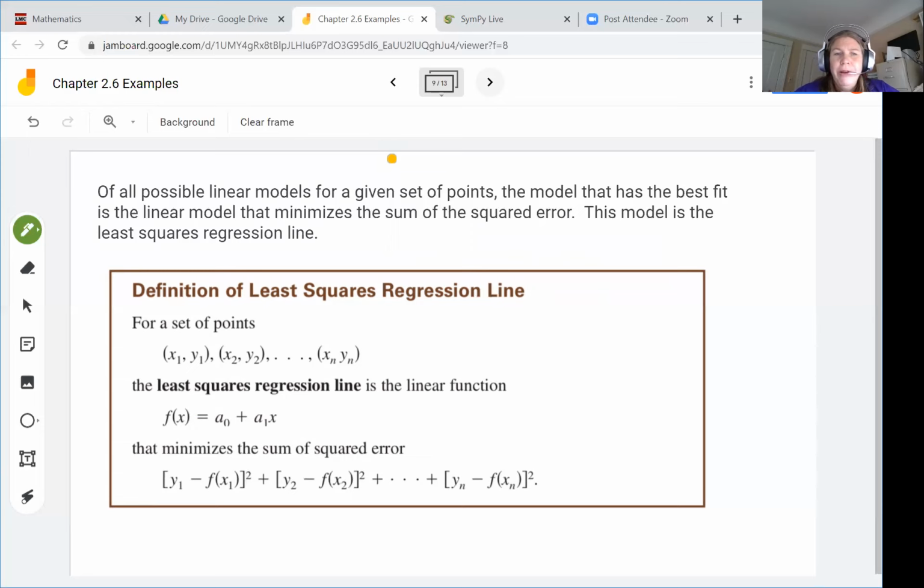So for our set of points, the least squares regression line is the linear function f of x equals some constant, we'll call it a0, plus coefficient a1 times x, that minimizes the sum of the squared errors. Each of these squared errors is the actual value minus the predicted value, and then it gets squared. Just know we always do actual minus predicted when we do the subtraction, although if you're squaring or taking absolute values, it's not going to make a difference if you forget and do the opposite.